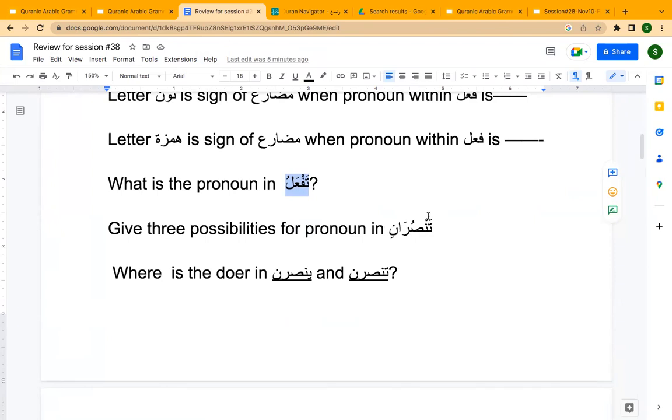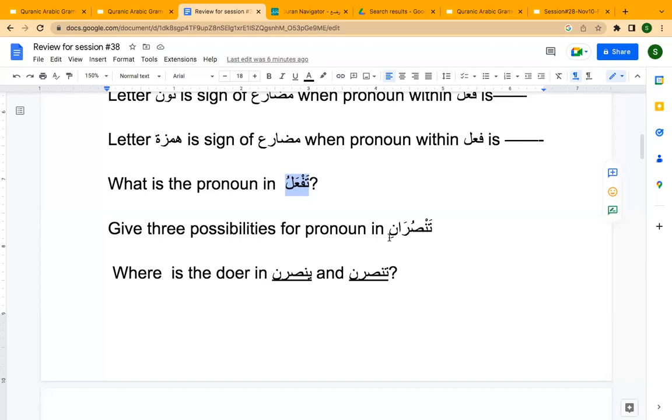So now, give three possibilities for the pronoun in tansurani. Tansurani. So it is huma, it is antuma. Very well done. So the three possibilities: huma can be masculine and feminine, so it is huma masculine, huma feminine, and antuma masculine and feminine, right? So tansurani could be huma feminine tansurani, and it could be antuma muzakkar or masculine tansurani, and it could be antuma feminine tansurani, right? Everyone on board with this? Yes. You two male, you two females, they two females.